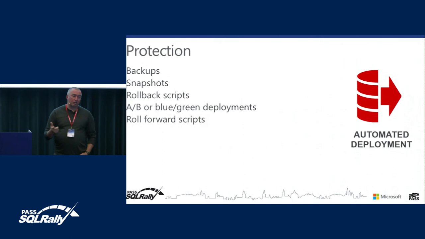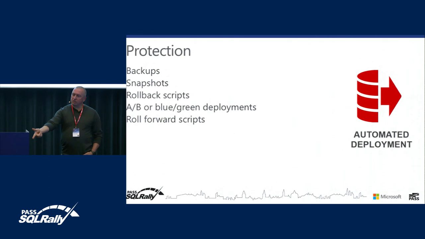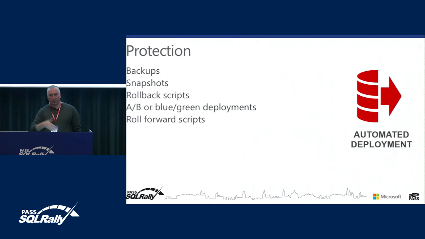We have to do a roll forward script, meaning we have to do another deployment to fix the deployment that we just did. And how are we going to do that? I've got an idea. We'll run it through our CI process, validate it, generate a T-SQL script that works, and then run that through our tests again using the process that we've already built. I like roll forward scripts. I don't like rollback scripts. I don't trust rollback scripts. Does anyone radically disagree? No? Okay.